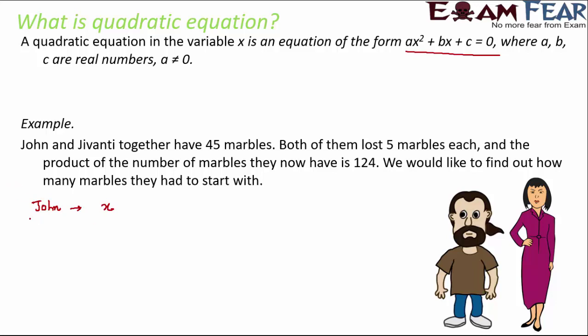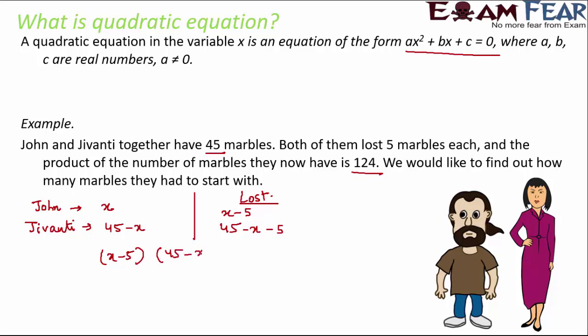If John had x marbles, how many marbles did Jivanti have? Because both of them together had 45 marbles, quite obvious, Jivanti had 45 minus x marbles. Now the question also says that they both lose 5 marbles. So after losing 5 marbles, how many marbles does John have? x minus 5. And how many marbles does Jivanti have? 45 minus x minus 5. Right? The question also says that after losing 5 marbles, the product of the number of marbles they now have is 124. That means x minus 5 multiplied by 45 minus x minus 5 is equal to 124.